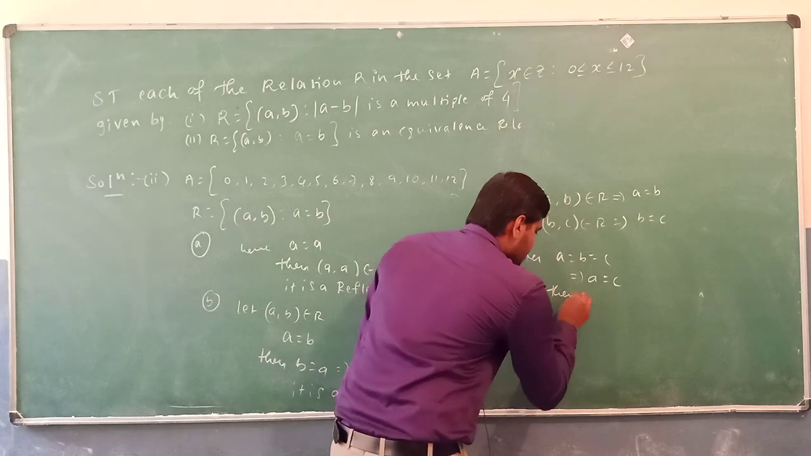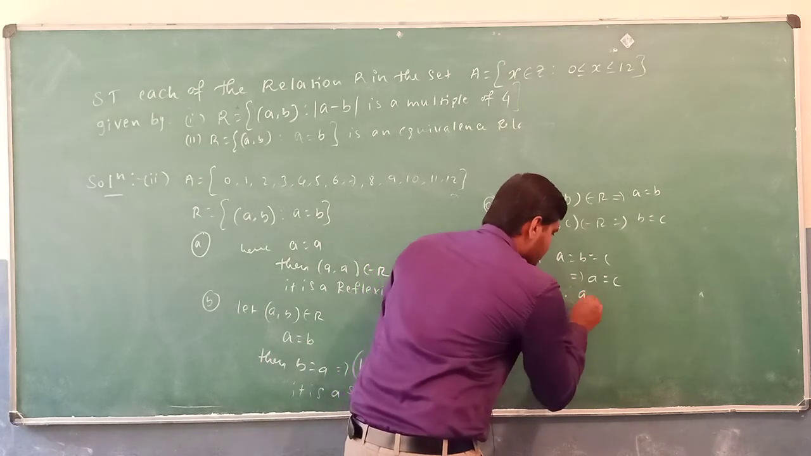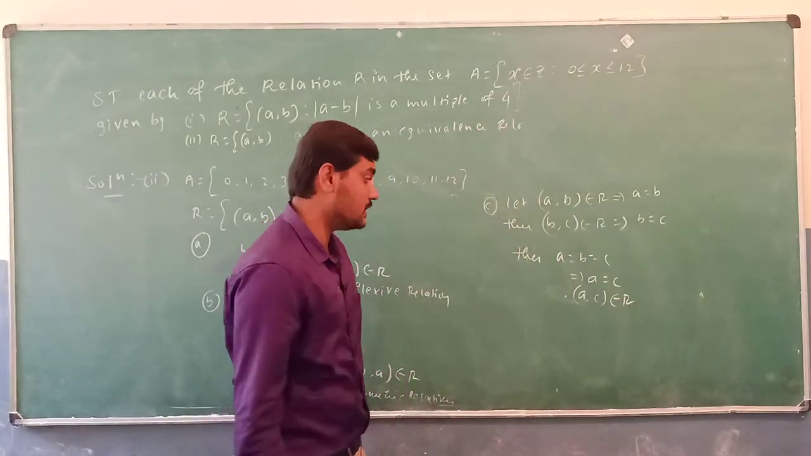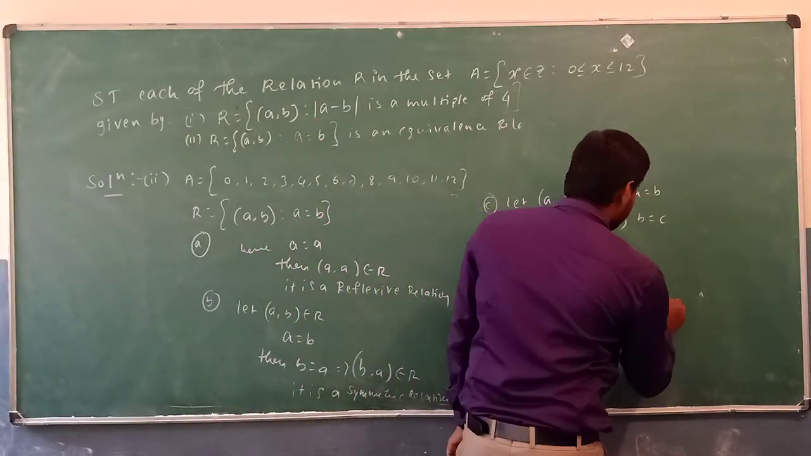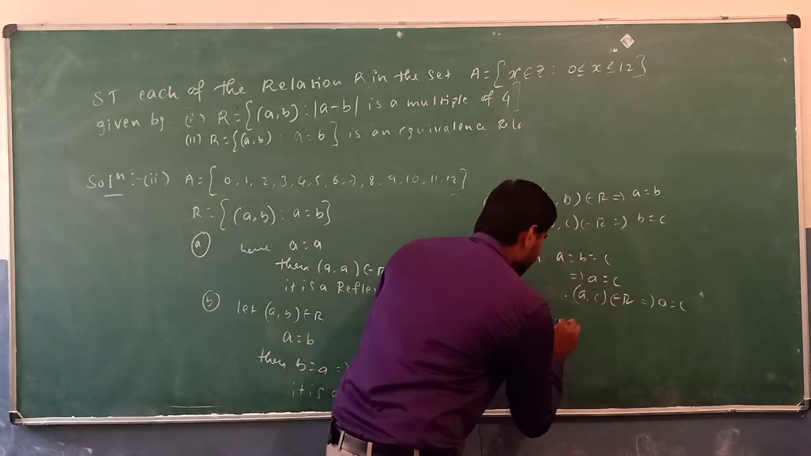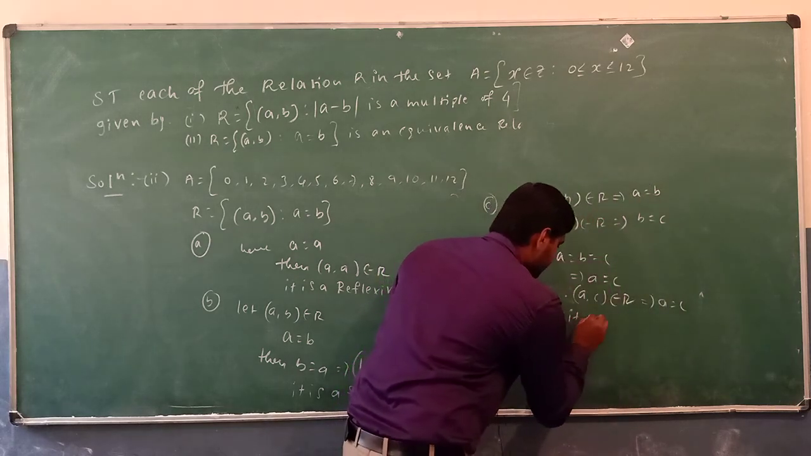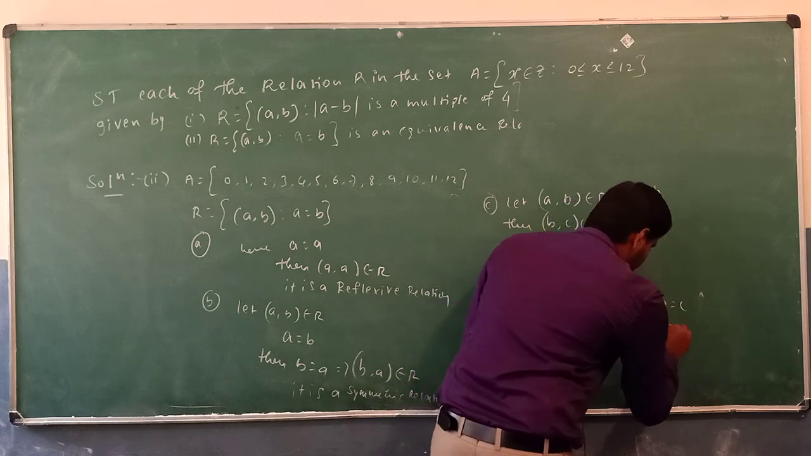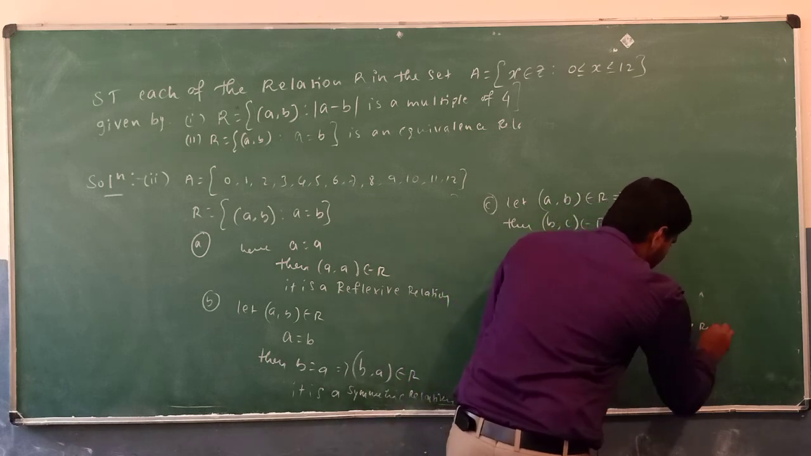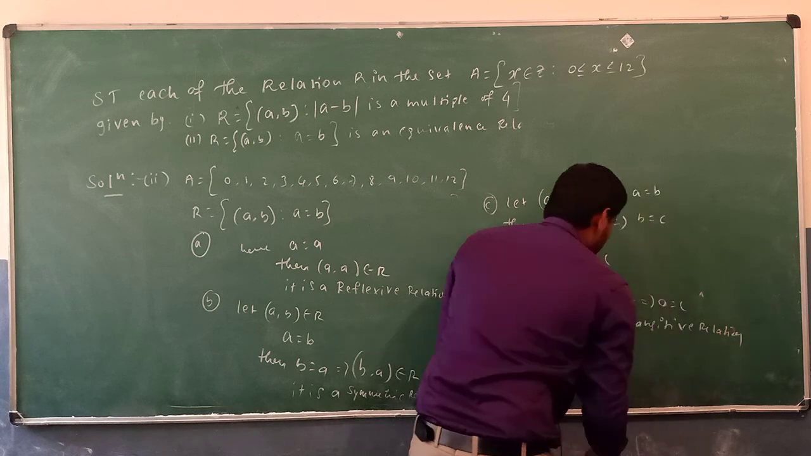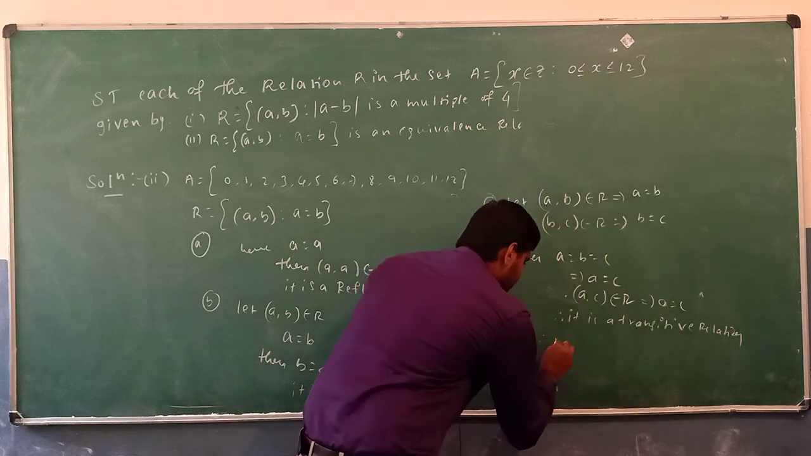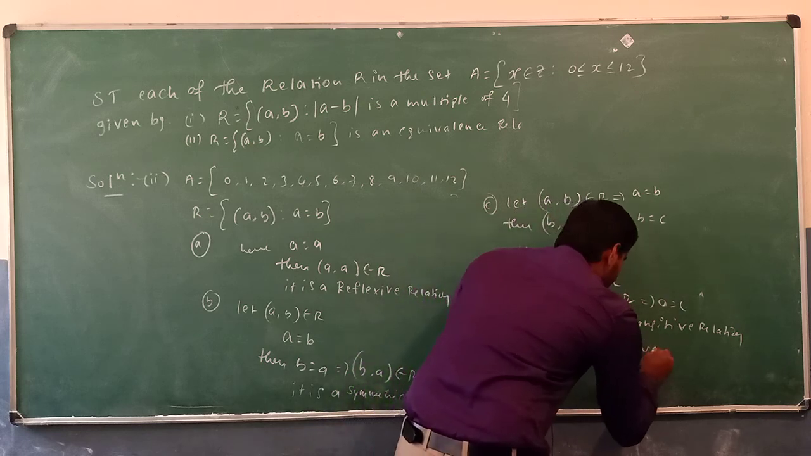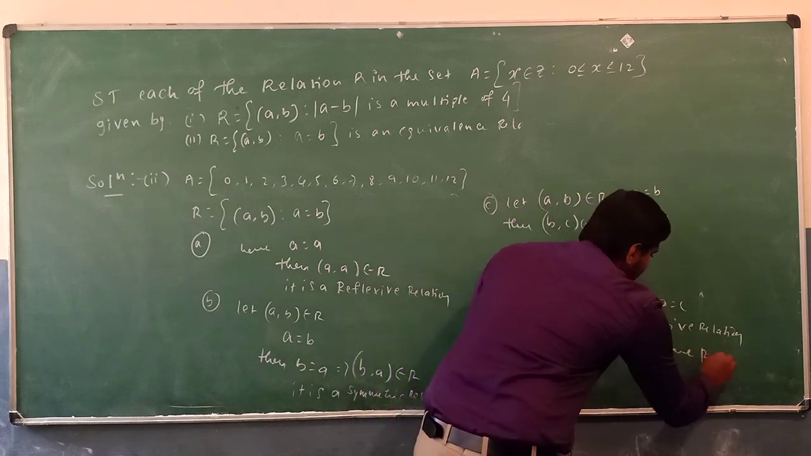Therefore (a, c) is also belongs to R, which implies that a is equal to c. Therefore it is a transitive relation. Therefore, it is an equivalence relation.